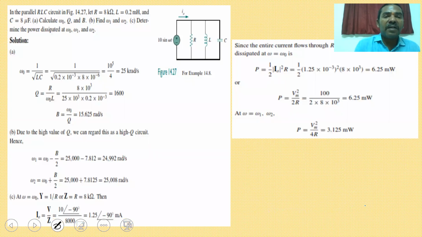So here a parallel circuit is there. The value of voltage given is 100 sin omega t. R, L, C are connected in parallel. So you have to calculate omega naught, Q, bandwidth, omega 1, omega 2, and you are also calculating the power dissipation. So power dissipation means resistive power you have to calculate for the frequencies omega naught, omega 1 and omega 2. Okay, so omega naught is equal to 1 by root LC.